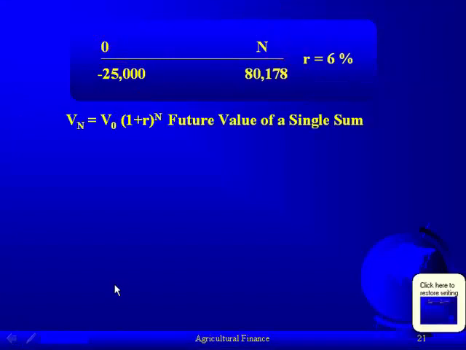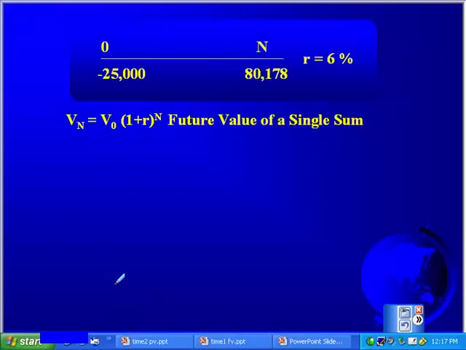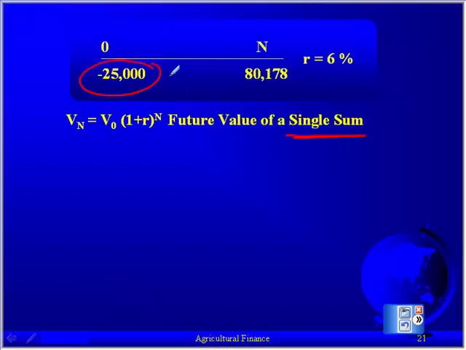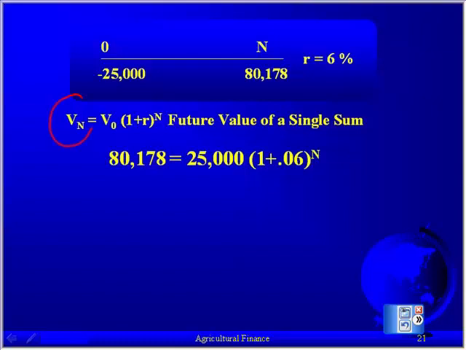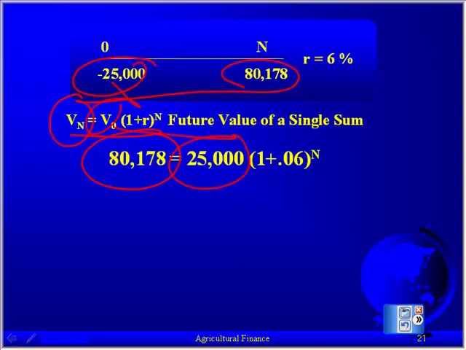In this particular problem, we see that we're dealing with a single sum of money, and we're going to the future. So we can use the future value of a single sum formula. In this particular case, our future value, we know, is $80,178. Our present value is $25,000. Our interest rate is 6%, and we're trying to calculate the N. So you can see how those connect.